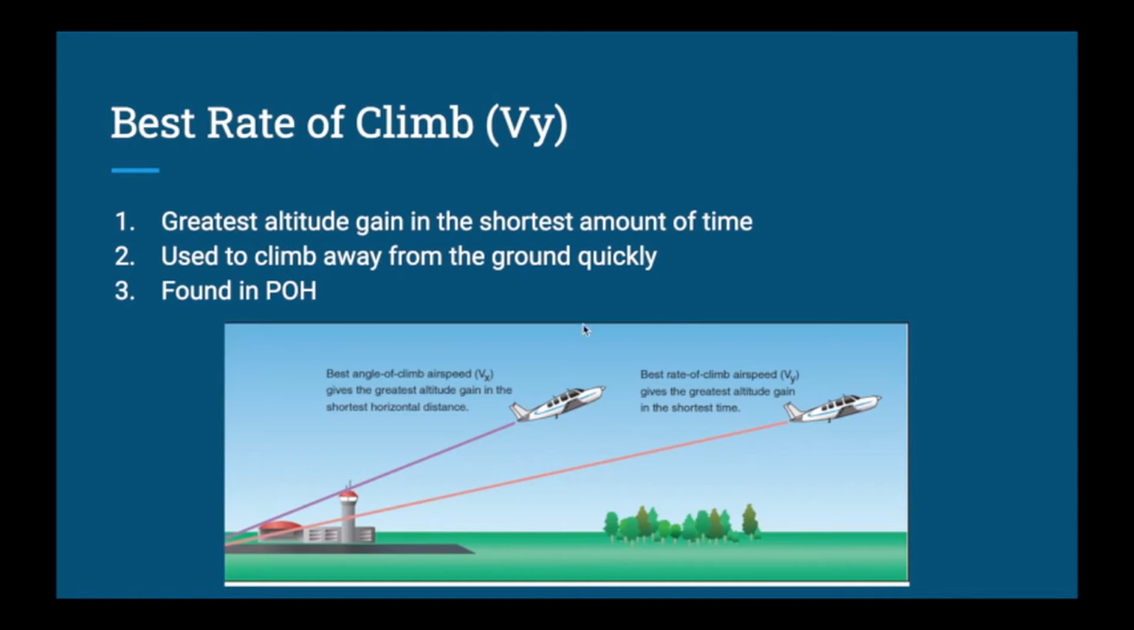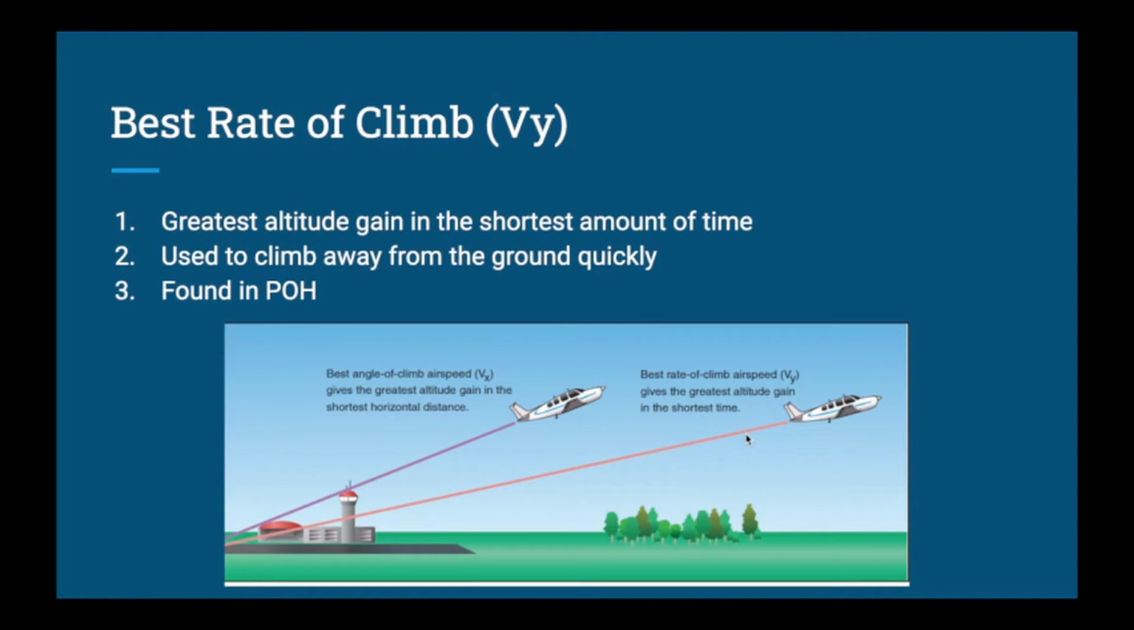So the difference between the best angle of climb and the best rate of climb, with our diagram here, the best rate of climb would have climbed to this altitude, we'll say 1,000 feet, a lot faster than the airplane on the left, climbing at best angle. But you can see it took a longer horizontal distance. He'd have less clearance over the trees compared to the one climbing at best angle, who took longer, but did it in a shorter horizontal distance over the ground. So that's the difference between your VX and your VY.